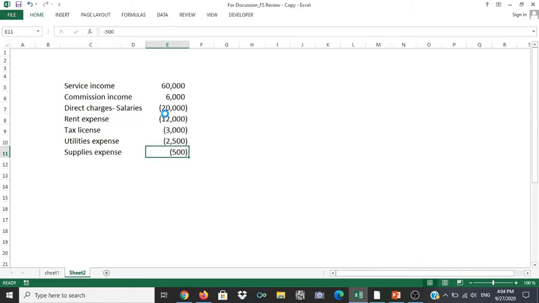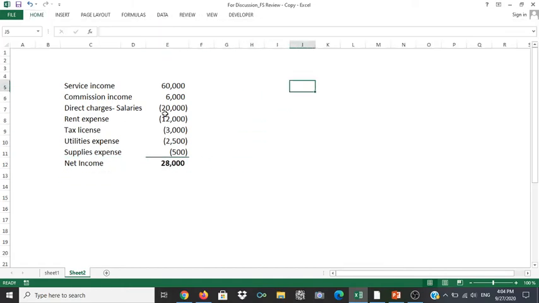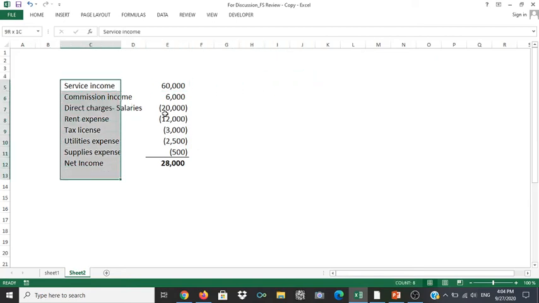So, let's sum up. So, magkano siya? 28,000. Your net income is 28,000. Tama po? Now, to get the equity balance. Okay? Kita natin. To get the equity balance.